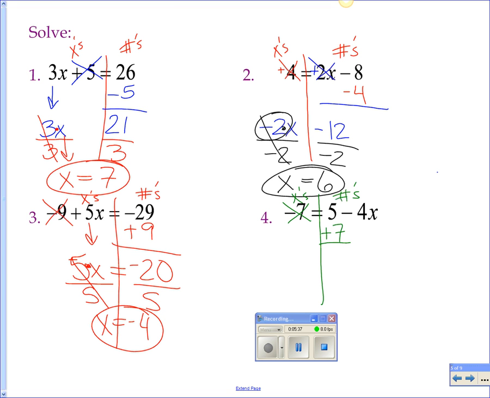Well, 4x has to come over here because it's an x, right? What do I write over here? When negative 4x moves over here, it becomes... Okay, look. It was negative, so it becomes positive. 5 plus 7 is 12. And Tyler, what do you do next? And Tyler, 4 into 12? Very good. X equals 3.